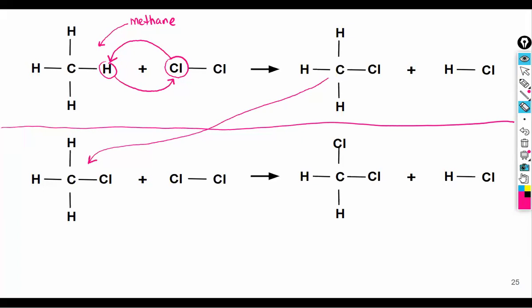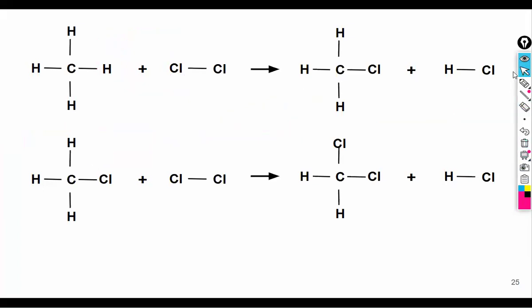Okay? Now, tell me something, right? I'm going to clear everything here. If the first one is named methane, when one hydrogen is kicked out and replaced by chlorine, do you think we still get to call it methane? Or do you think the name will change?